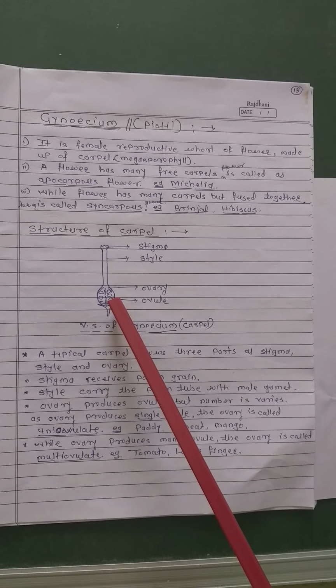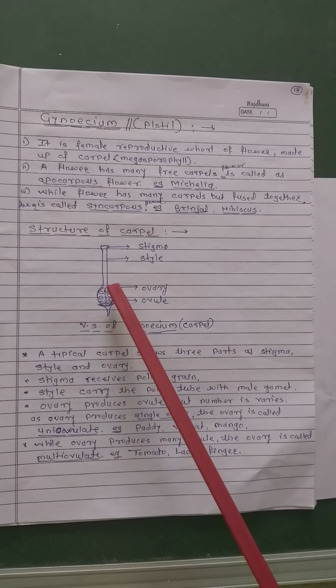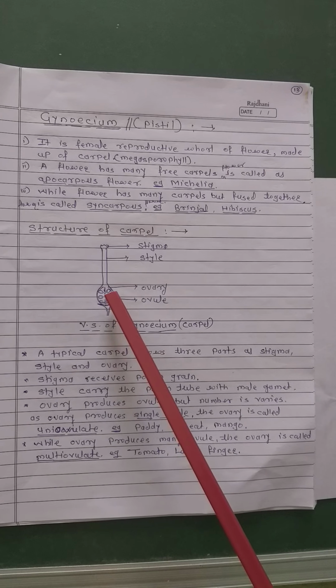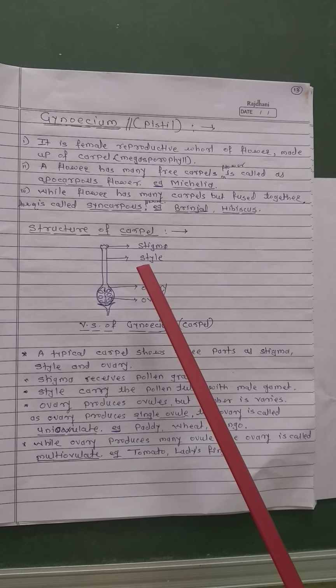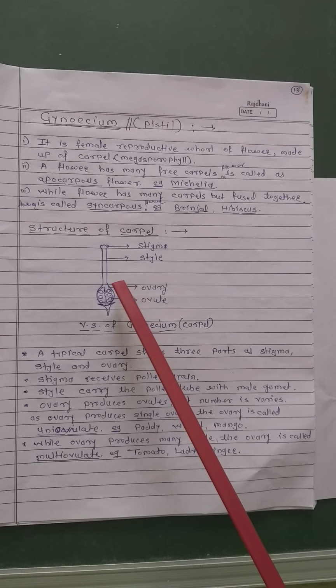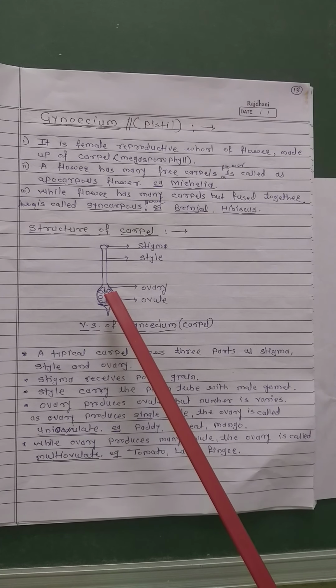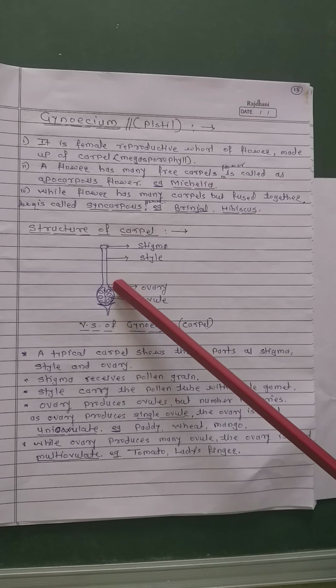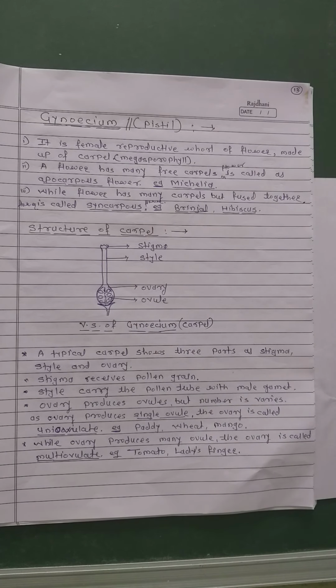The next part of the carpel is the ovary. It is a globose structure that produces ovules. When the ovary consists of a single ovule, it is called a uniovulate ovary. For example, paddy, rice, wheat or mango. These cereals are examples of uniovulate ovary. Next, when the ovary produces many ovules, it is called multi-ovulate. For example, tomato, lady's finger.